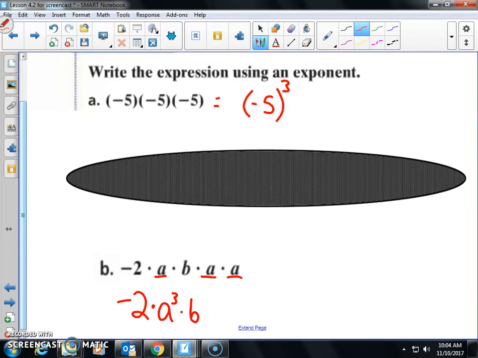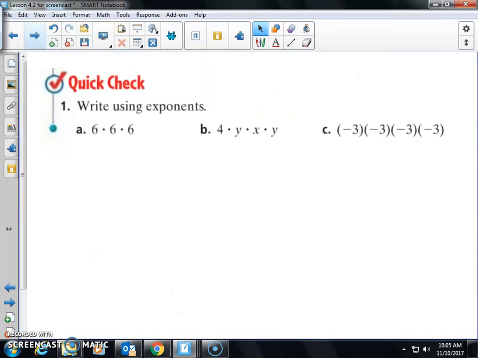Now some kids say, can I say B to the first power? You can say B to the first power. You don't need to, because we know that if there is one B here, that means B to the first power. So here are 3 on your paper. Stop the video, try all 3, come back and check in with me in a couple minutes.